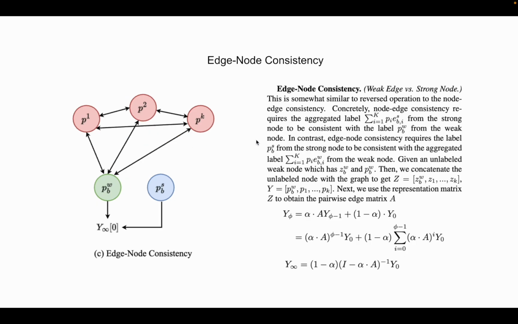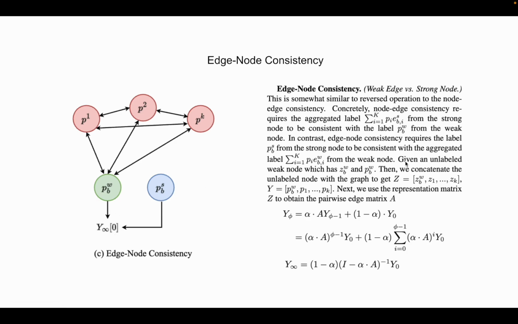The last one is the edge-to-node consistency. This is somewhat similar to the reverse operation of the node-to-edge consistency. What we expect here is that we use the weak node to aggregate the node information from the entire graph, and we expect the node label from the strong node to be consistent with the aggregated node label here.